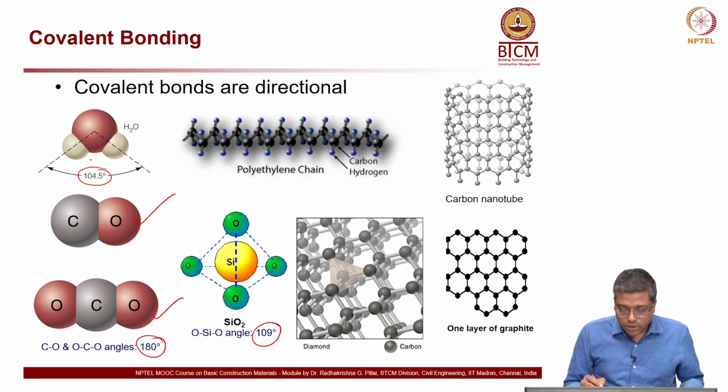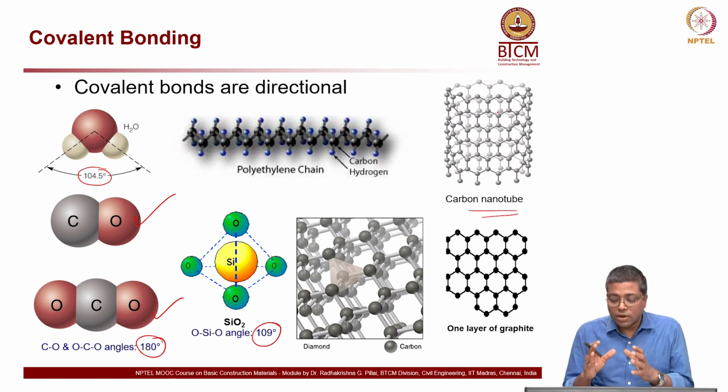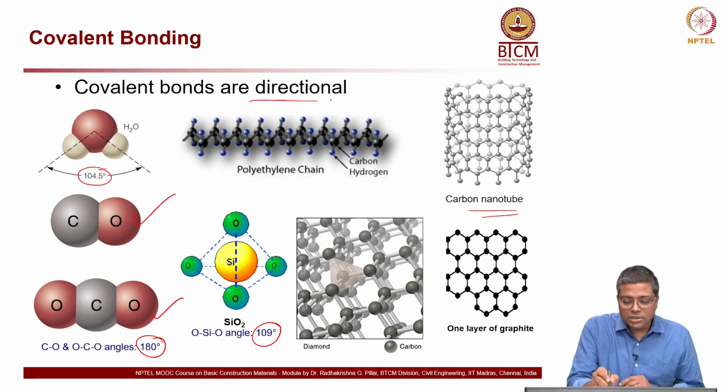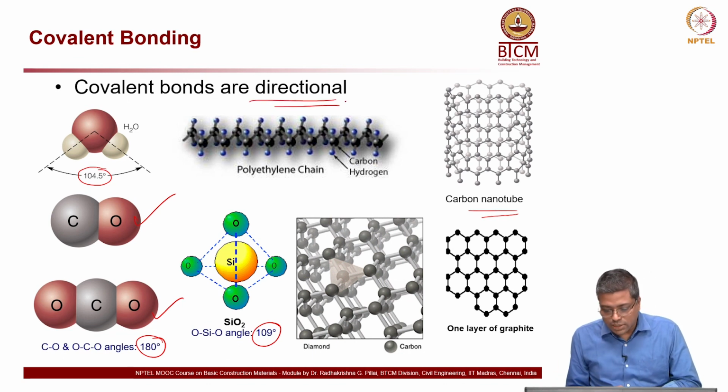Now, you can also see the carbon nanotube, it is all directional, they are very well organized atomic structure. Okay. So, that is what I am saying, meaning that they are directional in nature. Just some examples to show you.